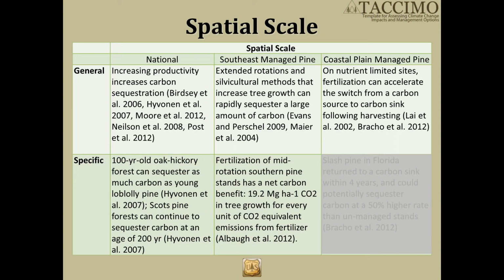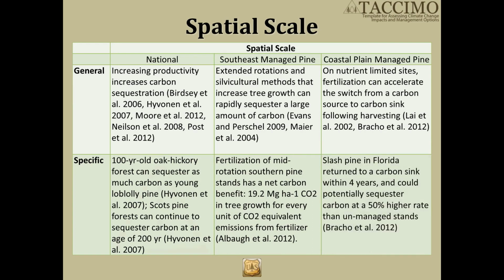So where we start to gain some traction is looking at, okay, fertilization of mid-rotation southern pine stands has a net carbon benefit. In other words, we're going to sequester more carbon than we will have an equivalent emission from the fertilizer required to do it. That's useful, that's relevant. But getting even more specific, we could say in a specific place, like in Florida, in a slash pine stand, the site returned to carbon sink status within 4 years after regeneration, and could potentially sequester carbon at a 50% higher rate than an unmanaged stand. So that really starts to support our decision, our species, our management system.